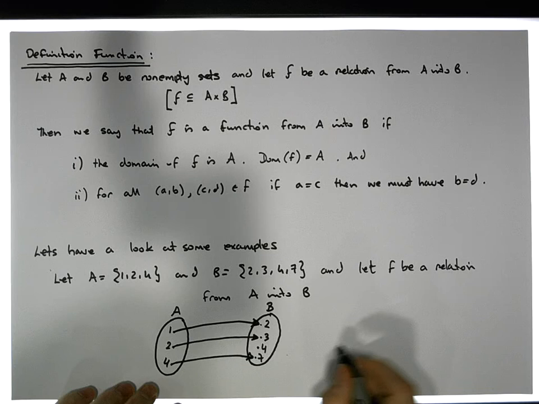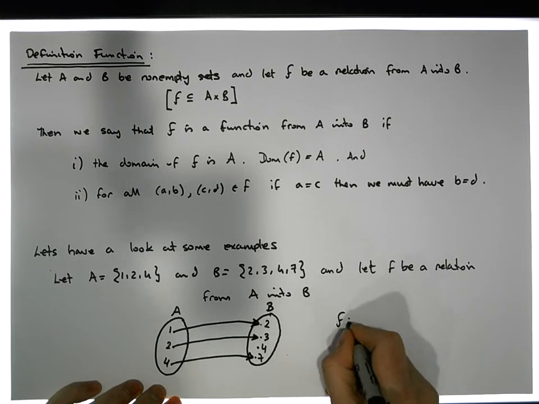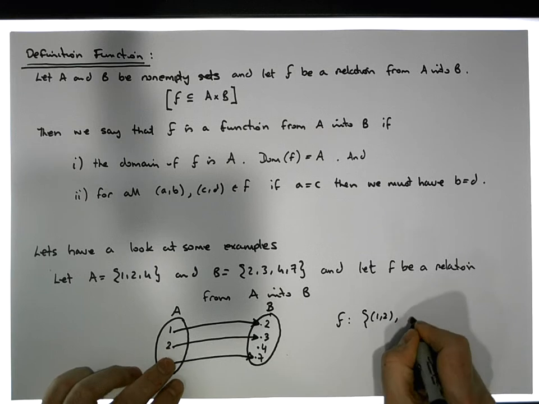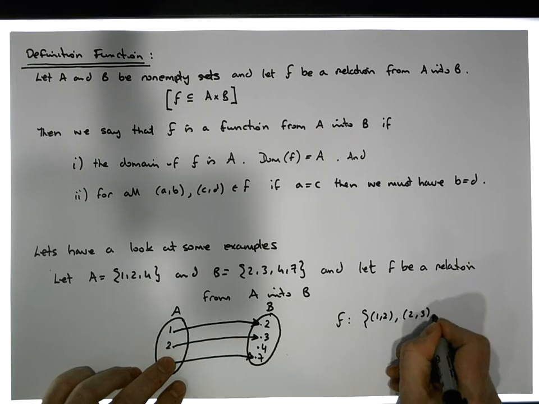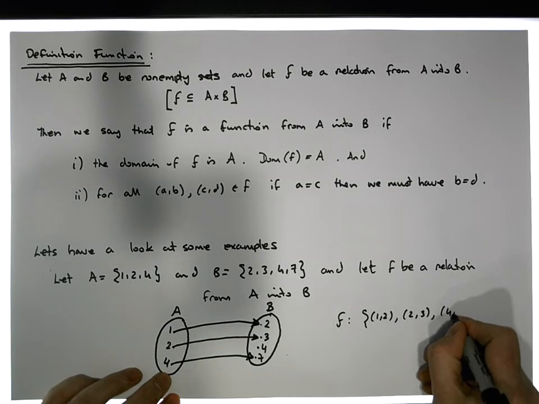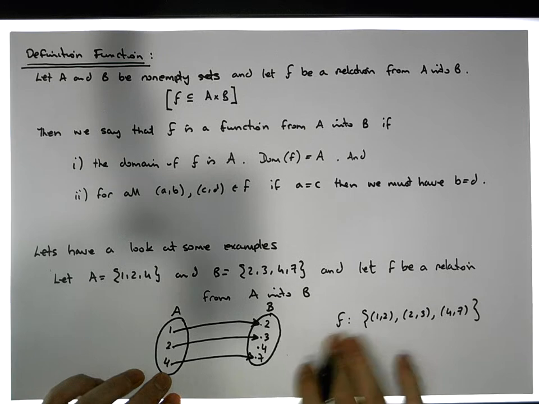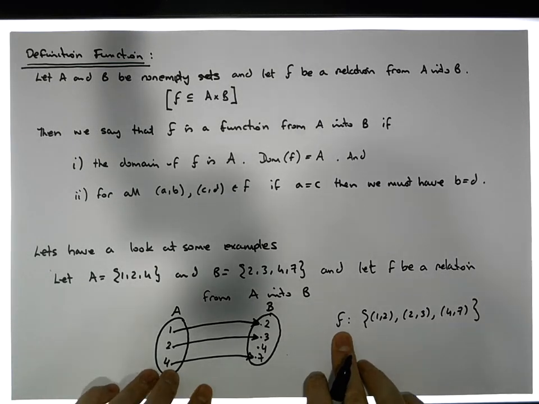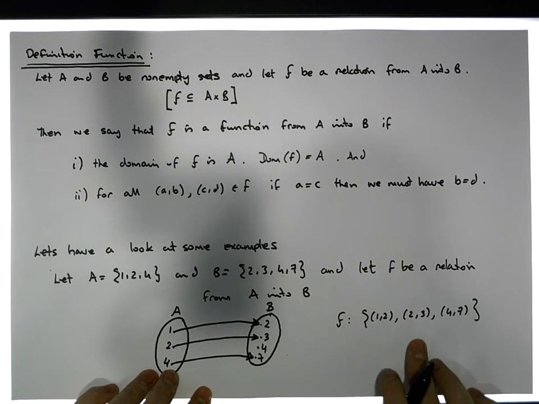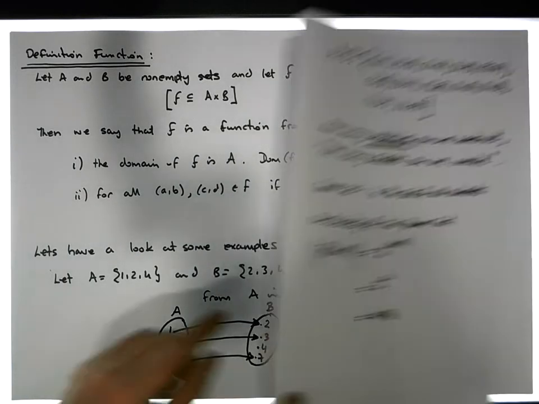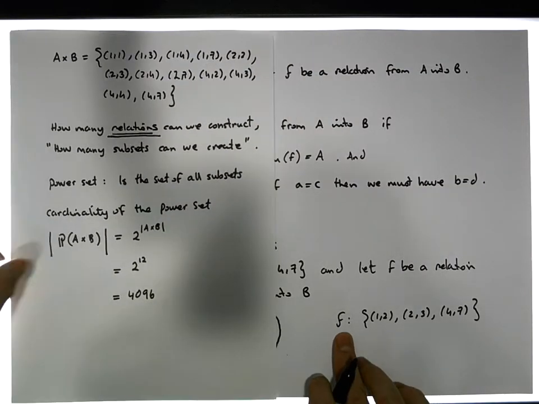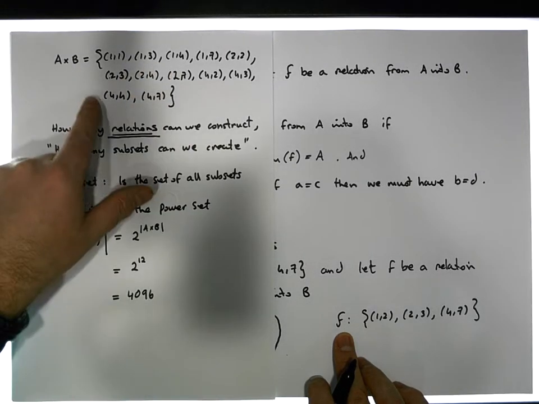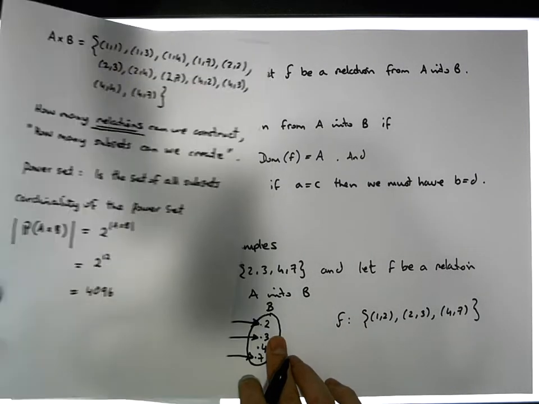If you want to write it down, this relation F is the set that contains the ordered pairs: 1 is taken to 2, 2 is taken to 3, and 4 is taken to 7. When I'm using the letter F, it doesn't matter what we use. It is a relation because it is a subset of A cross B.